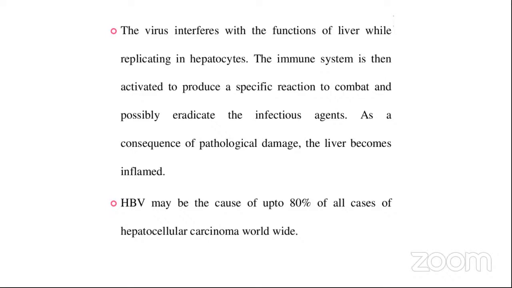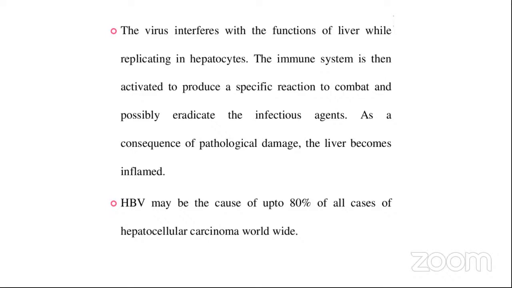Liver is one of the very important organs in our body, and all the detoxification processes happen in the liver. So the liver is very crucial for life, and that is the reason we have to take care of our liver and understand this virus very well.